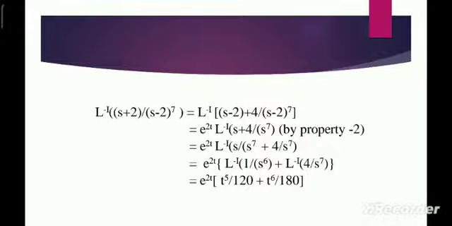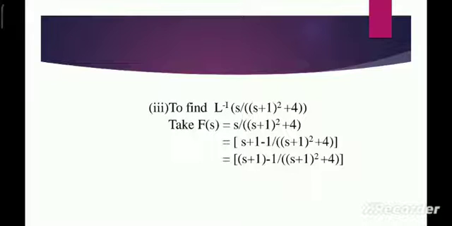We know that L inverse of 1 by s power n is t power n minus 1 by n minus 1 factorial. Using that formula, the result of L inverse of 1 by s power 6 is t power 5 by 120 plus L inverse of 4 by s power 7 is t power 6 by 180. So this is the answer.